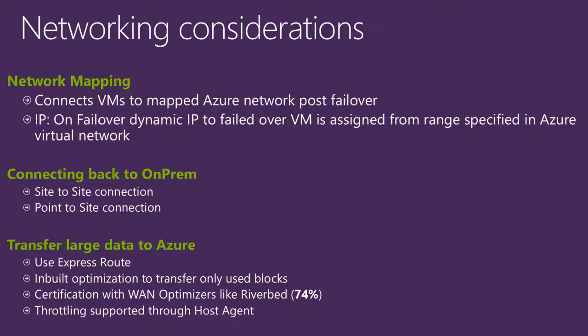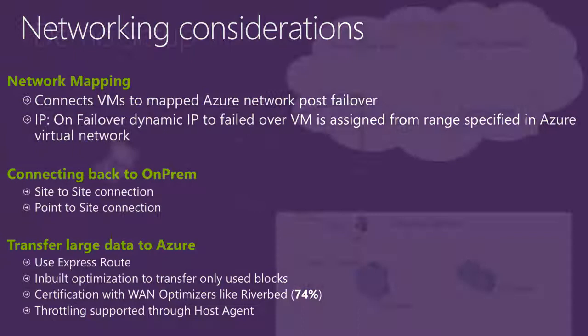So this way you can send large data to Azure. Also, at times, there is a requirement that you do not want to clog the network only for replication. So through the host agent, you could actually throttle and say, my replication should use only 30% of the bandwidth that's available. So let's look at the demo.